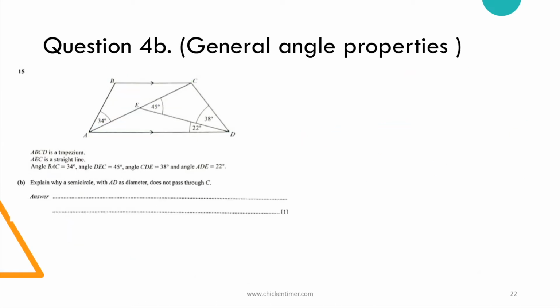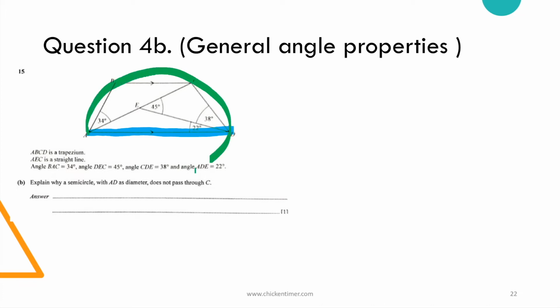Second part down here, we have the line AD, and we are going to use AD as the diameter. Then we draw a circle down here. Then we have to prove that the semicircle does not pass through C.